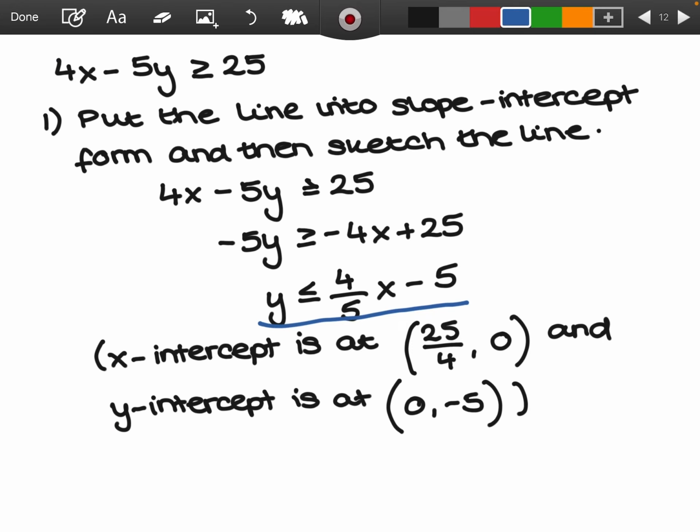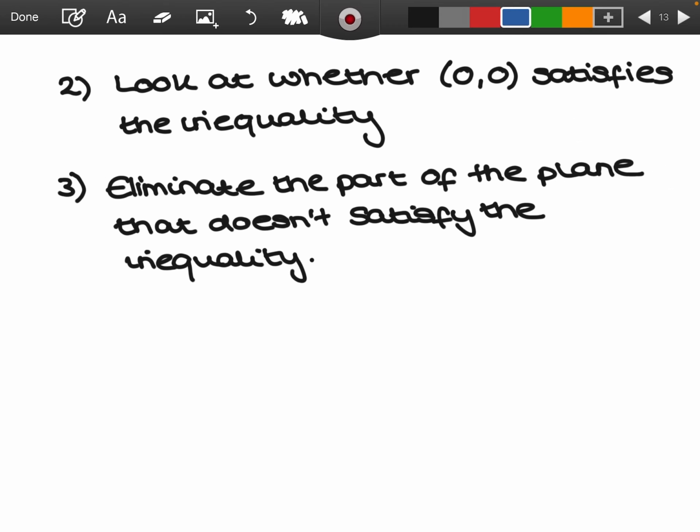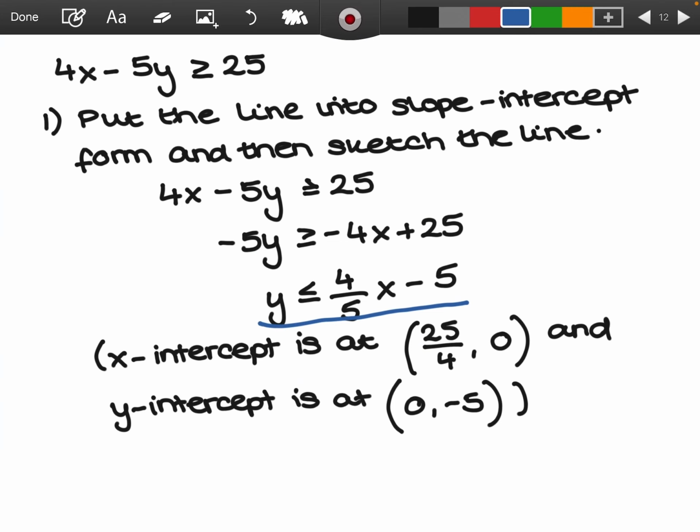Once I've got that, I can then go ahead and plot my line of y equals 4 over 5 x minus 5. I plot that just by finding my two intercepts, joining the intercepts up, and extending the line. Once I've done that, I then need to look at the origin. Does the origin satisfy the inequality? So let's look at that in this case. I would get 0 is less than or equal to 0 minus 5, which gives me 0 is less than or equal to negative 5.